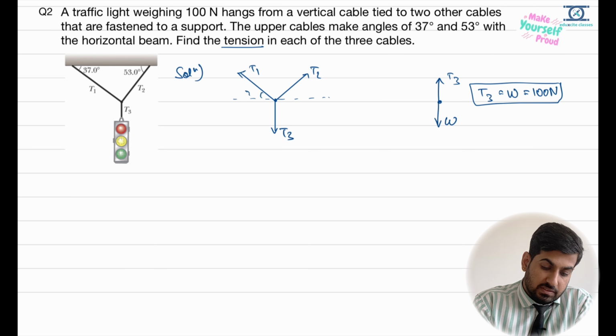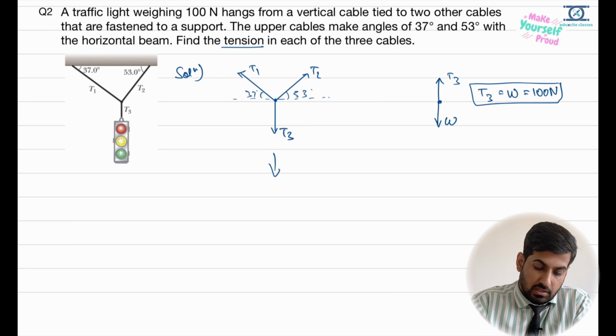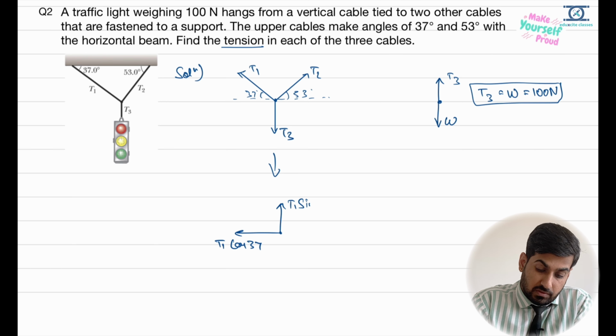Now this will be 37, this will be 53. So I can redraw this diagram in terms of horizontal and vertical. Just check. So this will be T1 cos 37, and this will be T1 sin 37, because this is making an angle theta. So this will be the cos component and this will be the sin component. Similarly, here it will be T2 cos 53, and this will be in the same direction, so they will get added up, T2 sin 53, and here it will be T3.